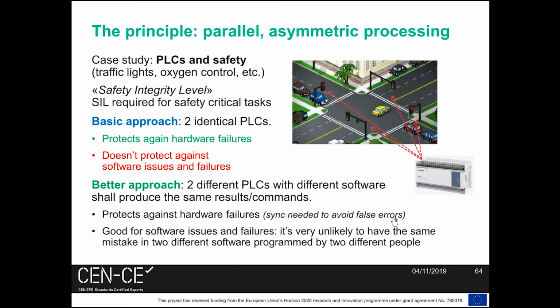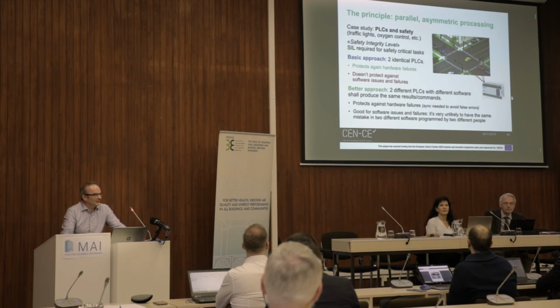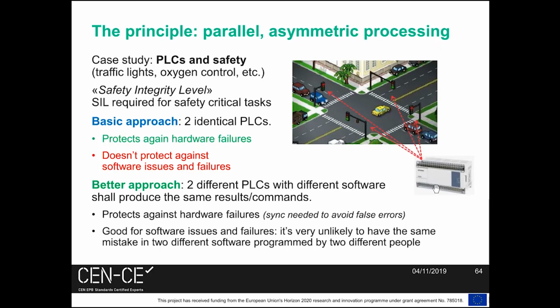And be aware that you must keep in mind this principle, parallel asymmetric processing. Where does this come from? This comes from safety. Just imagine traffic lights, and I think you don't want to have a green light on two ways simultaneously. It would be a very dangerous issue. So we use PLCs, programmable logic controllers. And when you ask for safety, probably we'll ask first of all for two controllers working in parallel to be sure that if one controller fails, the other one will be safe.